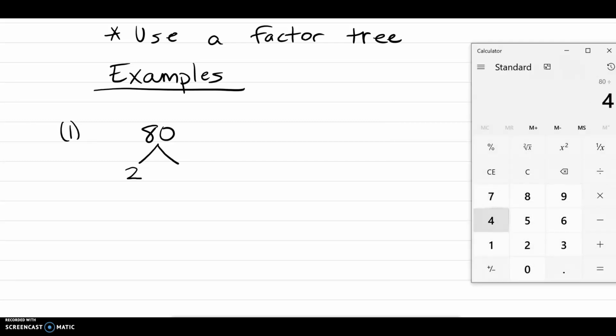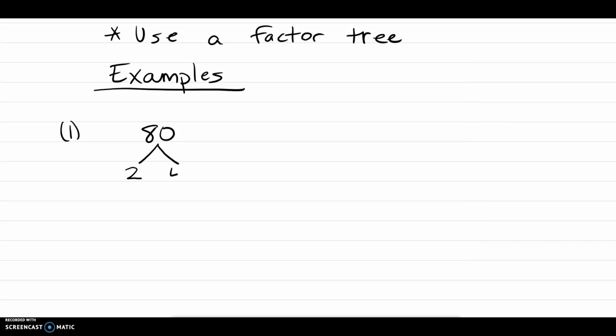80 divided by 2, we get 40. So 40 times 2 is 80. So we just factored that into 2 factors. But I want to keep going. So 2 is a prime number, so I can't factor that any further. But I can still divide 40, or split that up, because 40 is not a prime number.